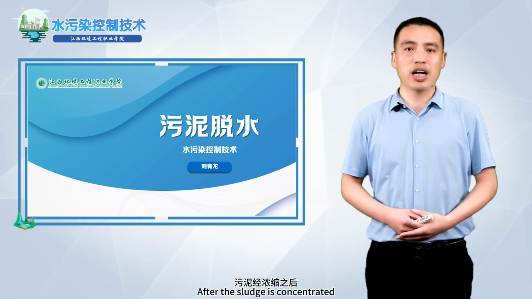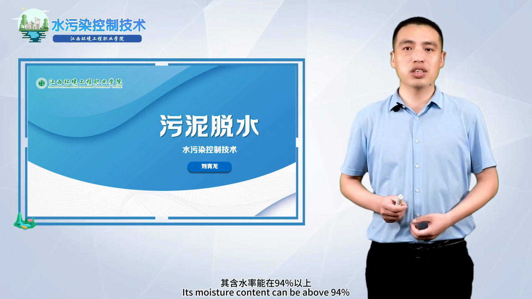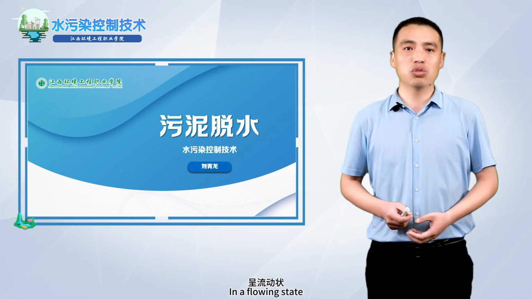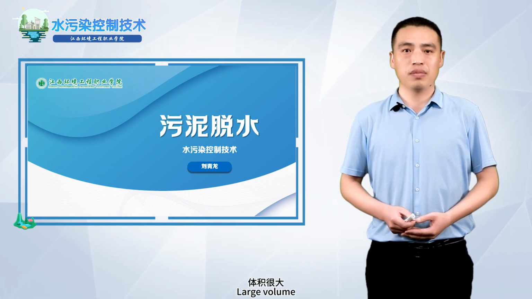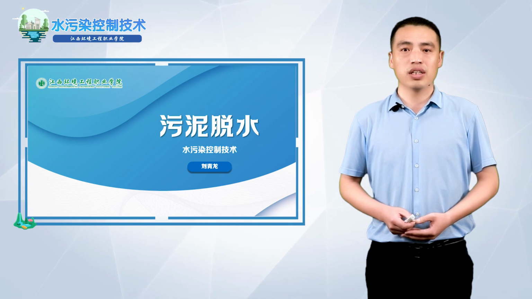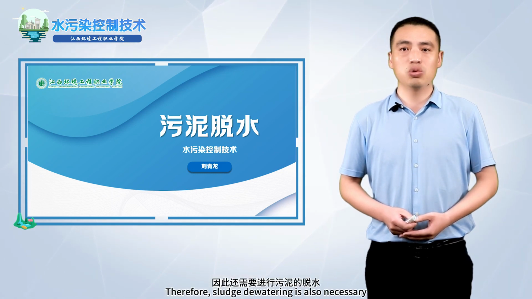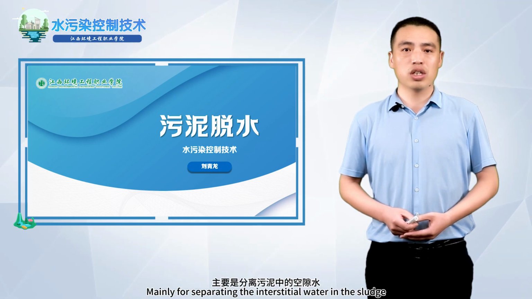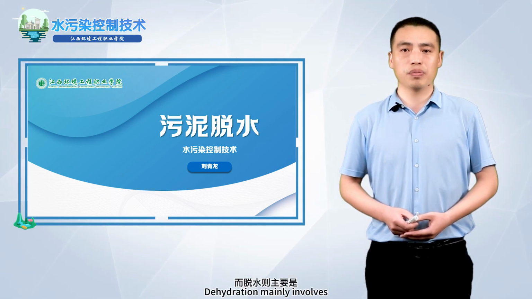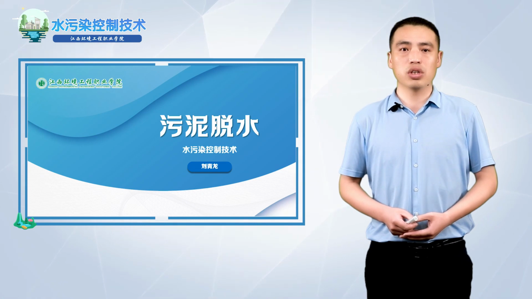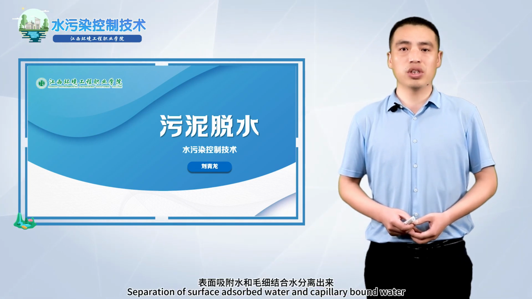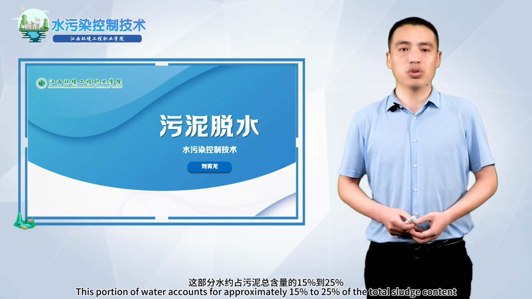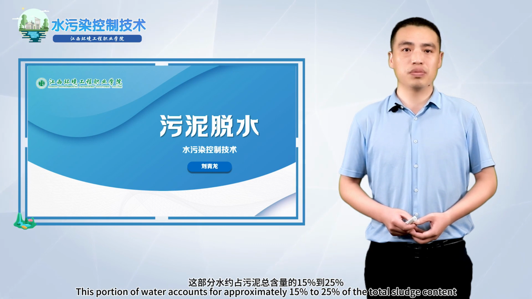After the sludge is concentrated, its moisture content can still be above 94%. It is in a flowing state, with a large volume, and is difficult to handle and absorb. Therefore, sludge dewatering is also necessary. We know concentration mainly separates the interstitial water in the sludge. Dewatering mainly involves the separation of surface-adsorbed water and capillary-bound water. This portion of water accounts for approximately 15% to 25% of the total sludge content.